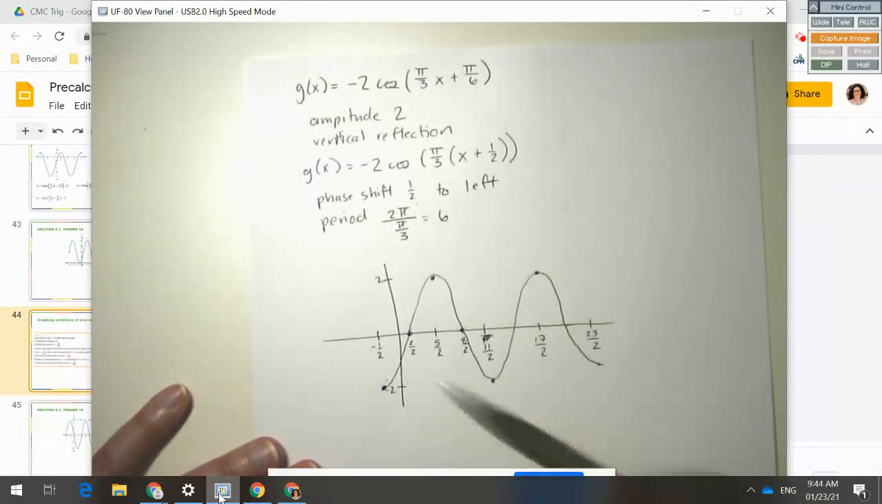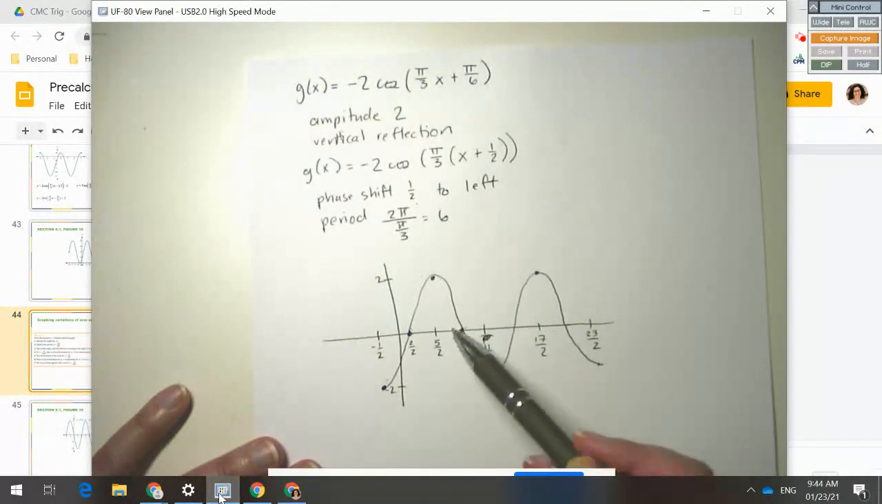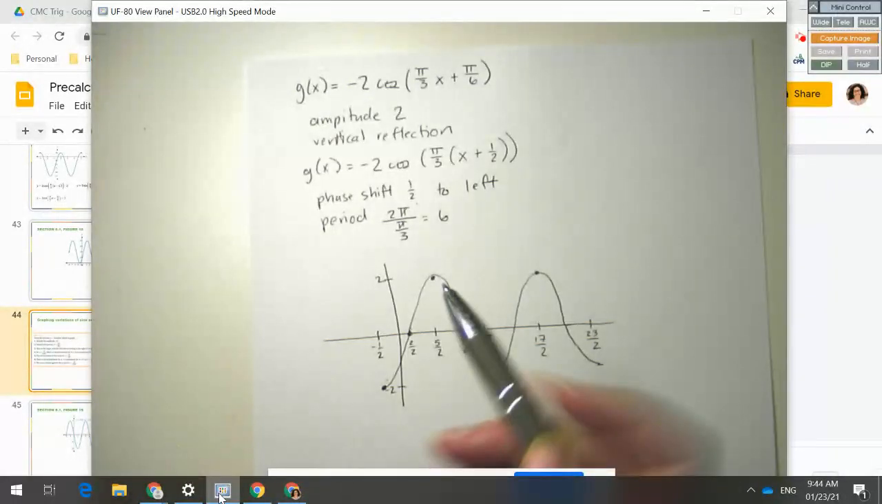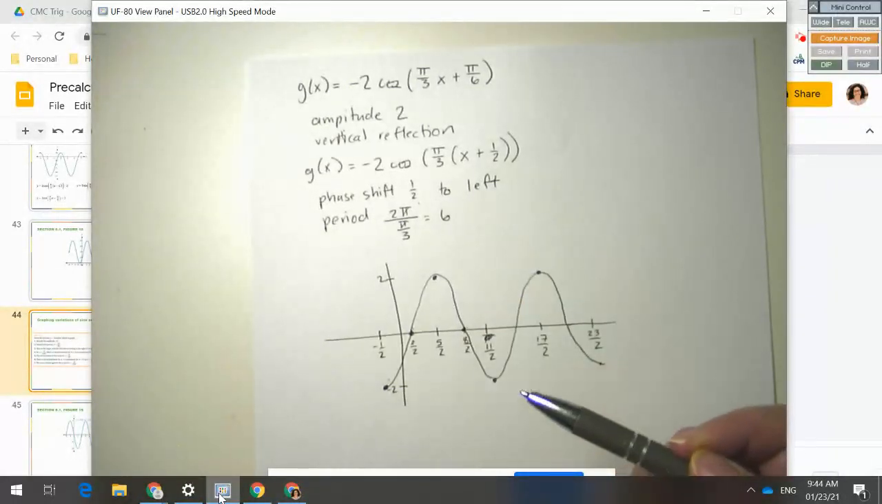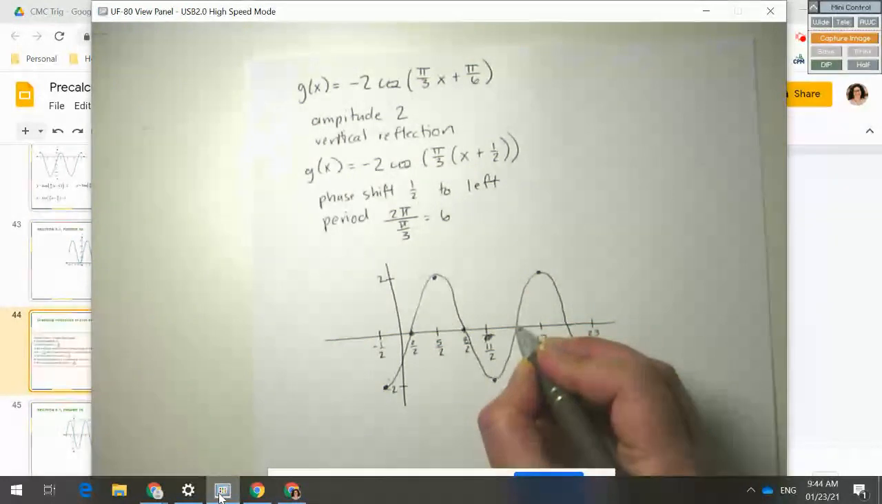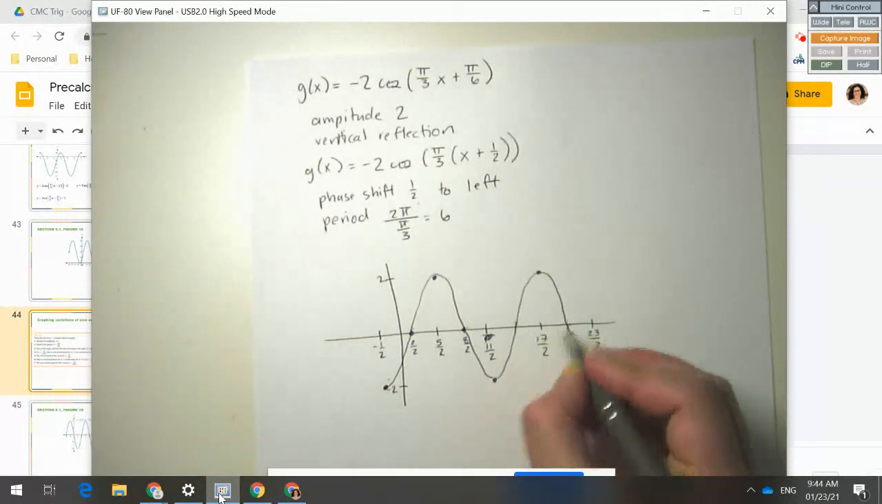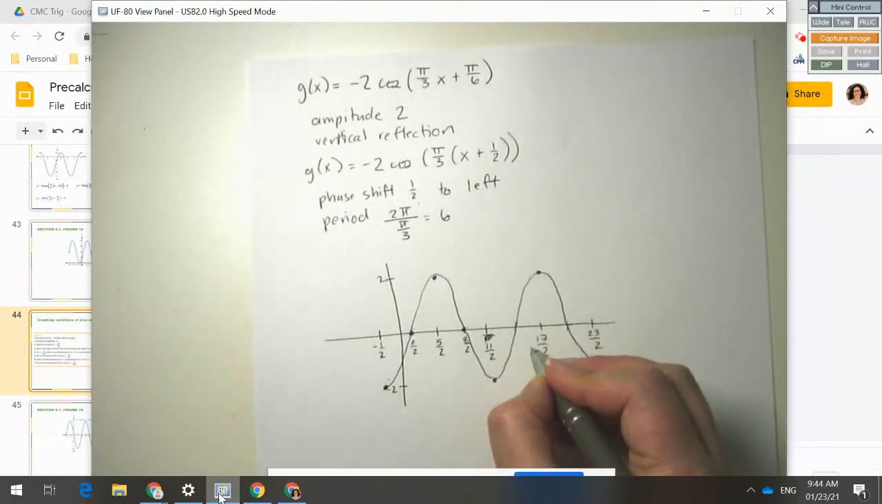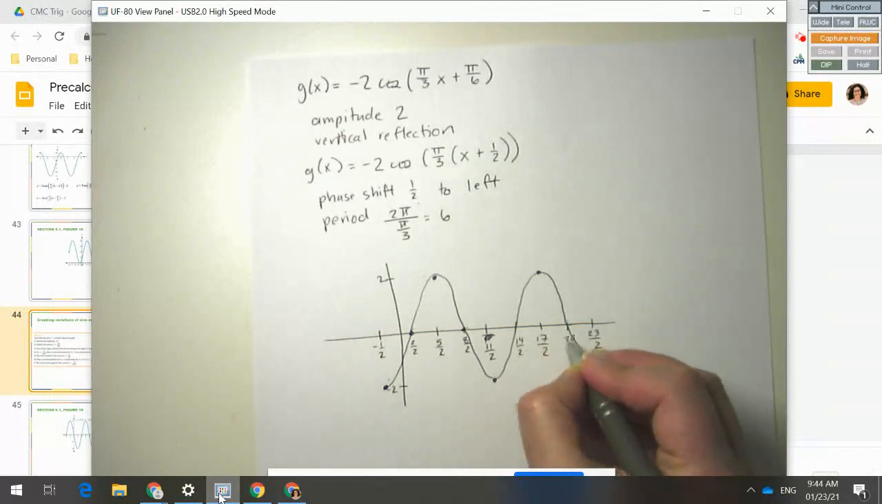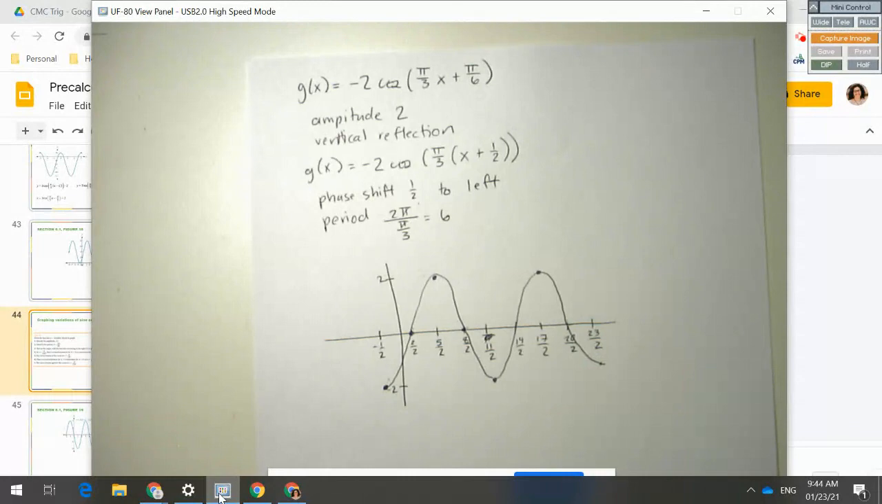So on a test, these are the kinds of things I want to see. Okay, I want to see your amplitudes. I want to see these values. Okay, and I mean, if we had phase shifts or if we had a vertical shift, I'd want to see that too. Okay, and I'm feeling bad that I didn't mark these. Let's figure out what these are. Halfway between these is 14 halves and 20 halves. Okay, I'd like you to mark those too.